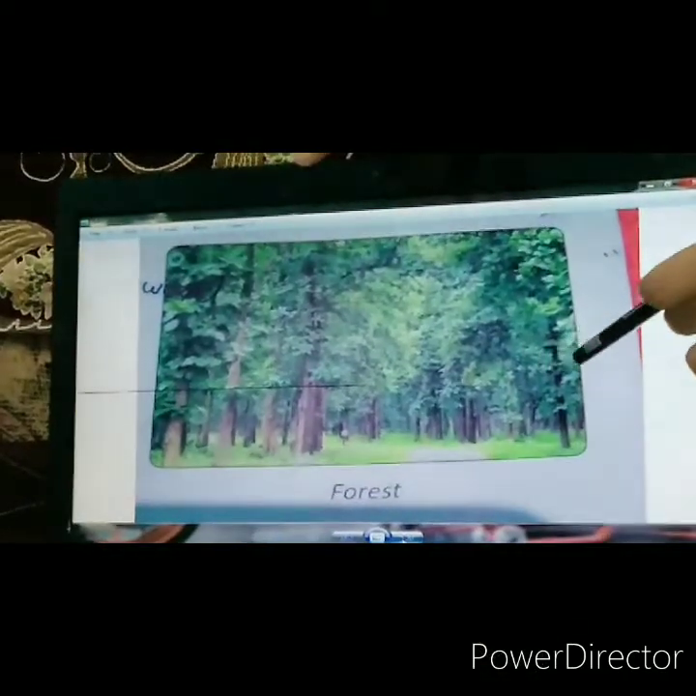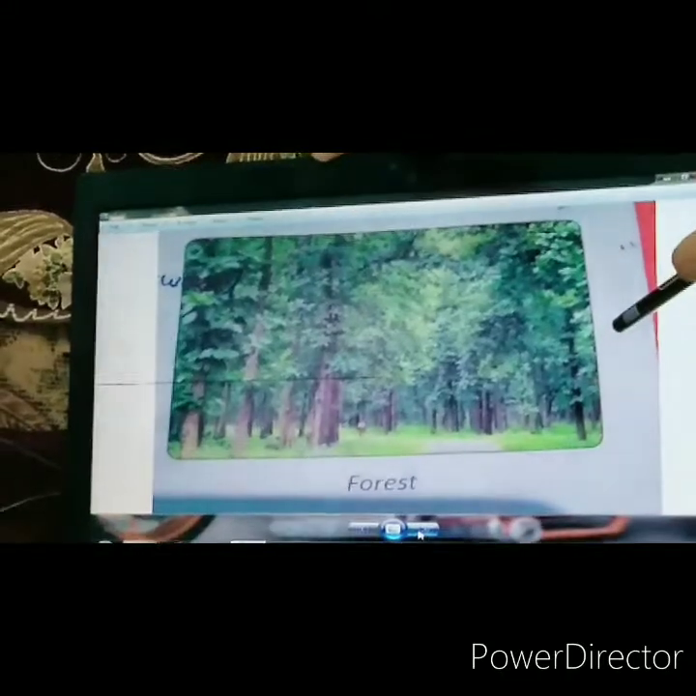Good morning everyone. Today in our class we are going to discuss the sixth chapter, that is Forest. So firstly, children, we will discuss what we think about forest. So dear children, firstly see the picture of forest. So children, this is the image of forest. I will read the paras one by one, then I will explain to you.